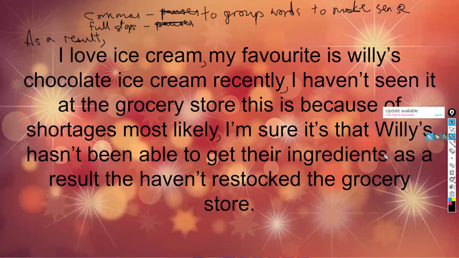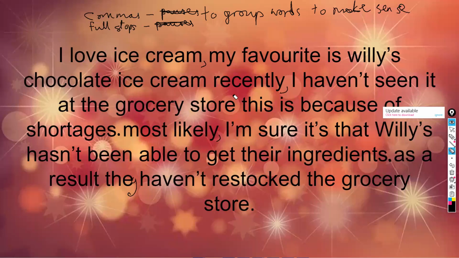So let's see, full stop here, full stop after shortages, comma after store. No, full stop after store, that's already there. All right, so let's look at it, right? Oh yeah, this should be the, right, this is the error. Yeah, they haven't restocked the grocery store. Okay, all right, so I can take off this because this was just for illustration, right?